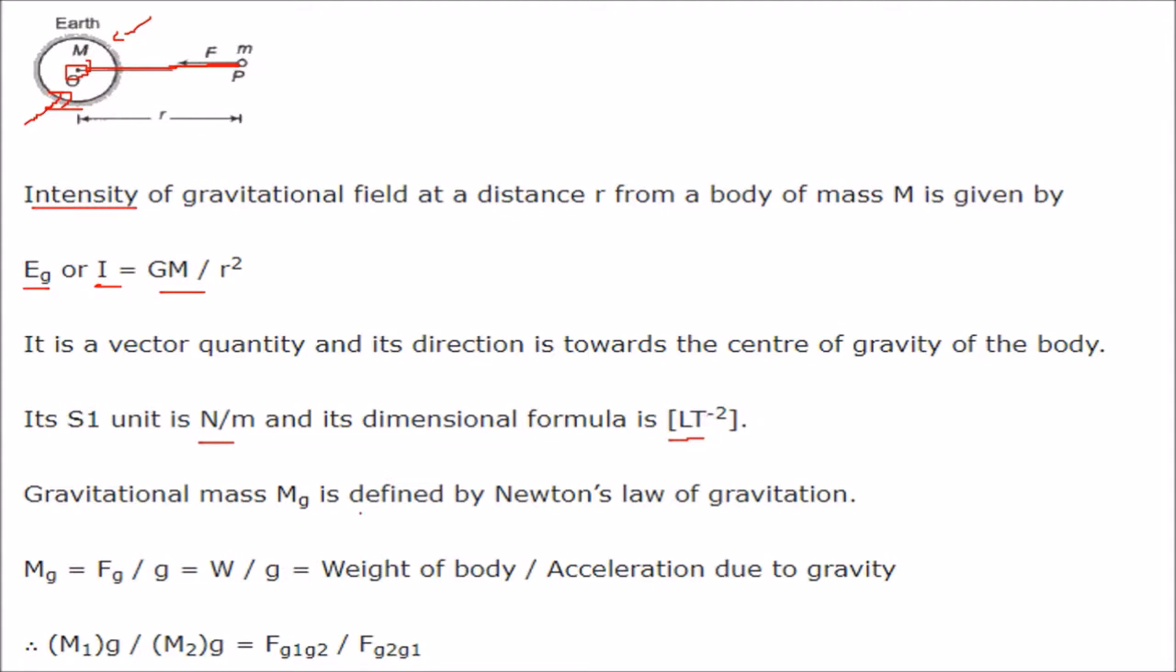The gravitational mass, m sub g, is defined by Newton's law of gravitation. Always the mass is computed because we know that force equals mass into gravity. How to find the mass? It will be F by g, where F is the weight of the body, and g is the acceleration due to gravity. This is how we compute the gravitational mass.